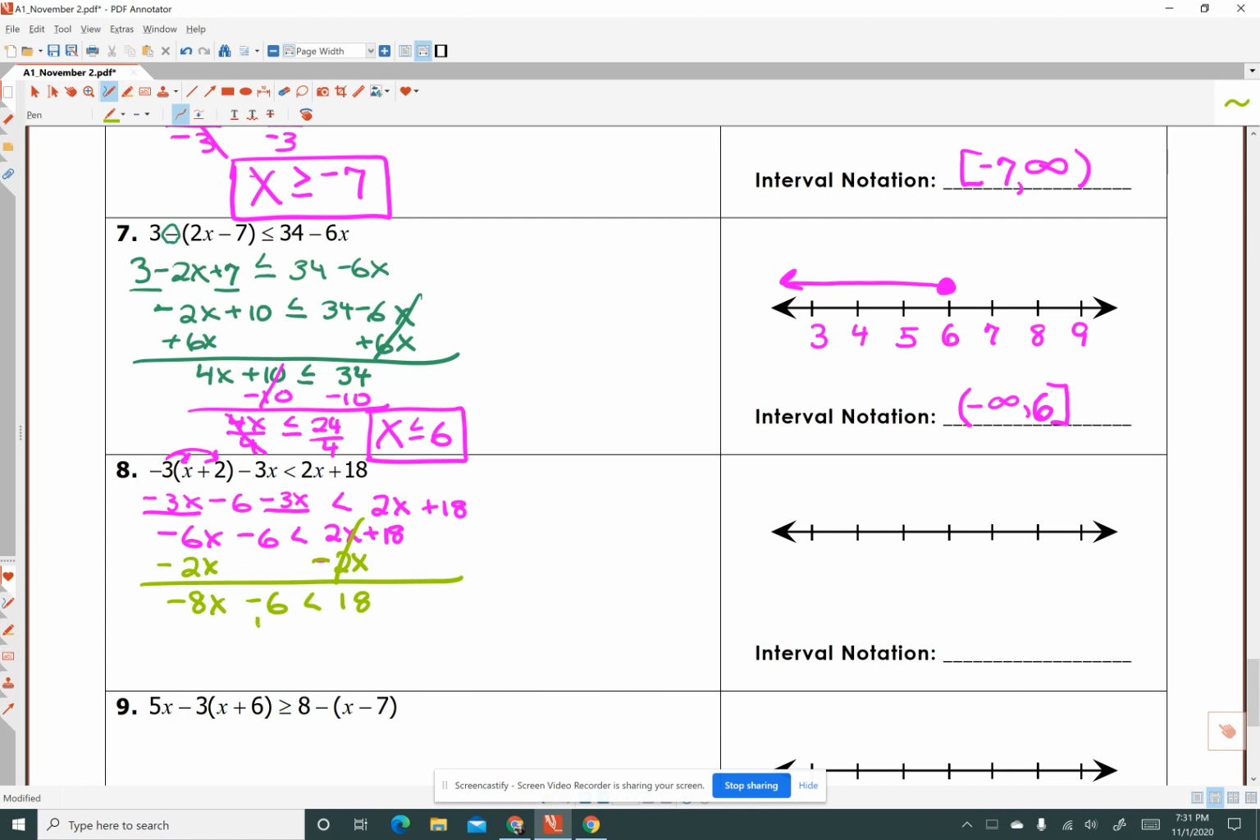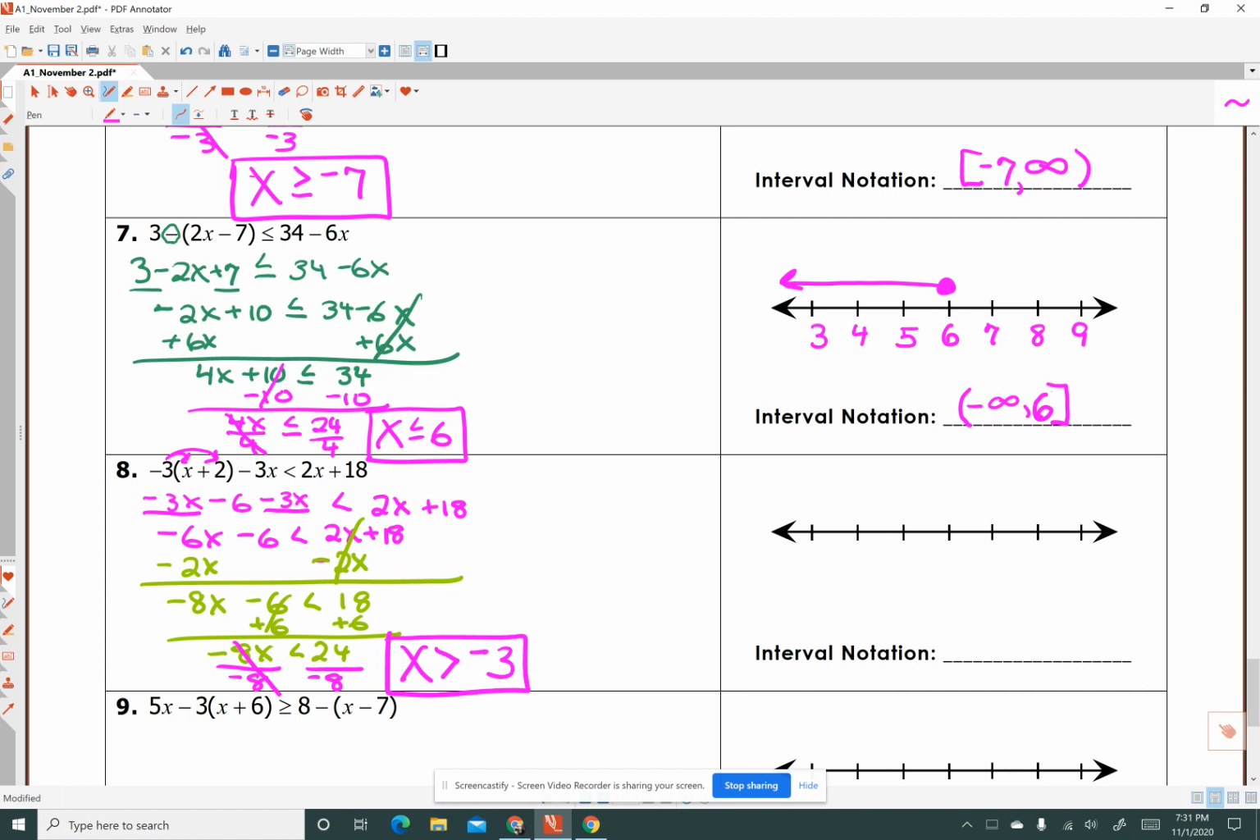Now we add 6 to both sides. Negative 8x is less than 24. And now we're dividing by a negative number. I want to show that in a different color. So divide by negative 8, both sides. And we need to flip the inequality to a greater than. 24 divided by negative 8 is negative 3.